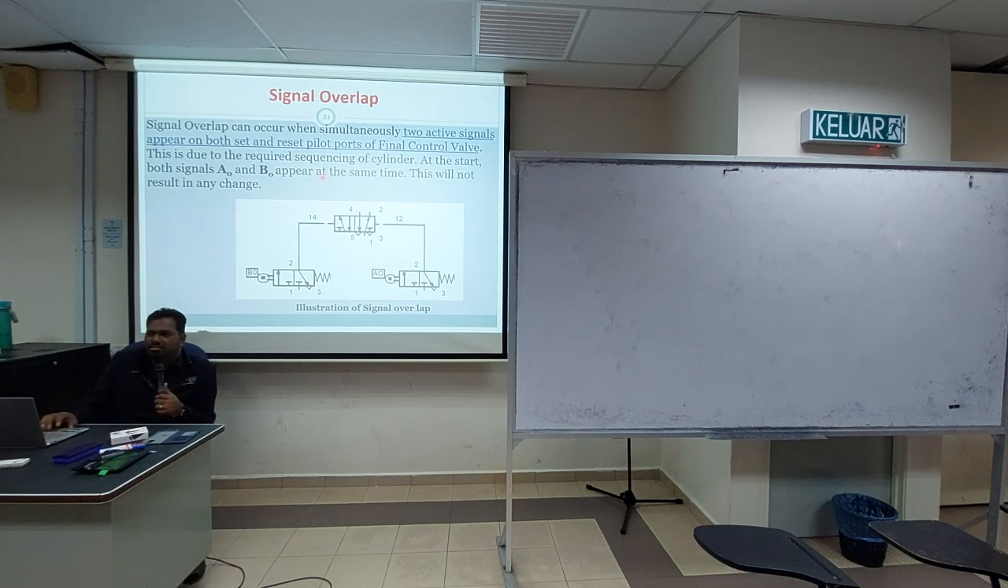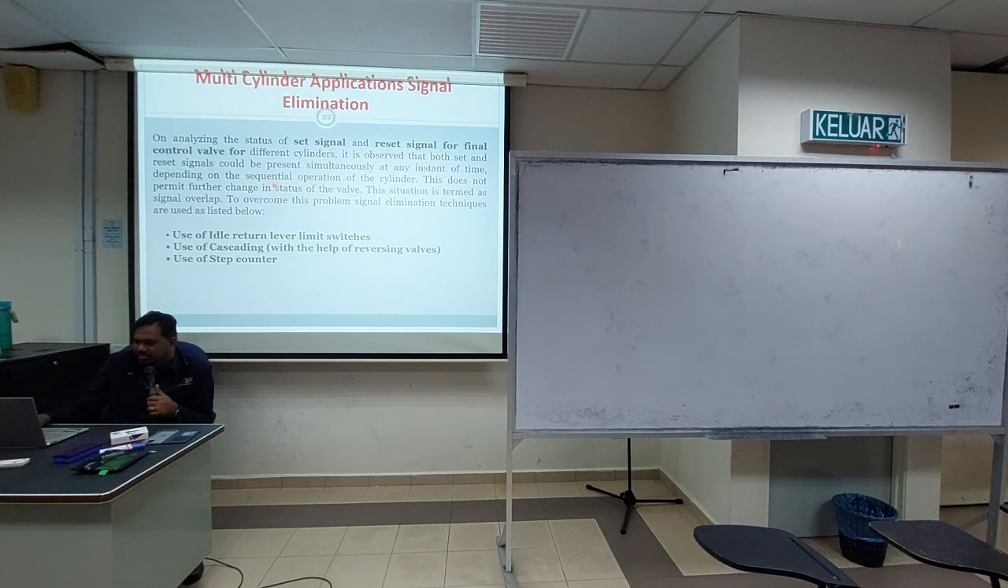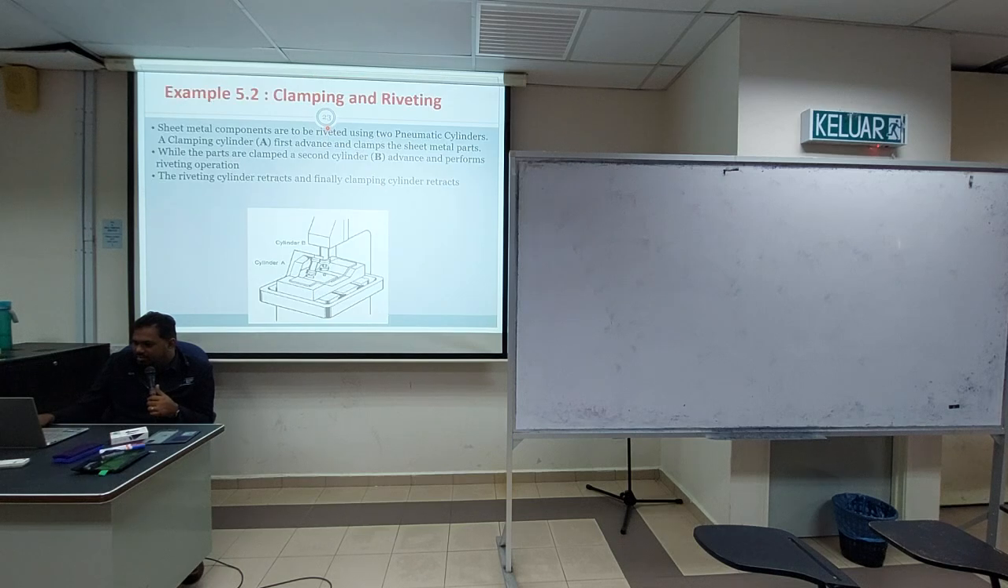Signal overlap can be avoided using the cascading method. There is also a modification of the classical method, and the step counter method. So there are three ways, which we call signal elimination. I think last week I already covered this one.